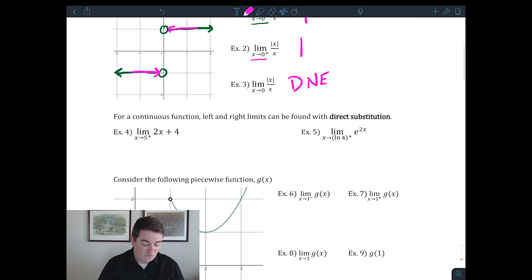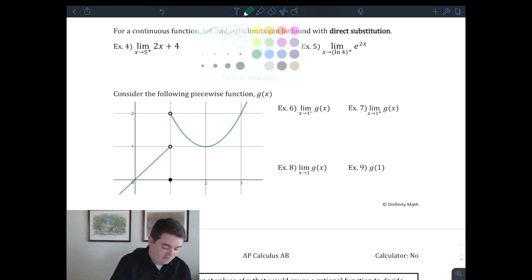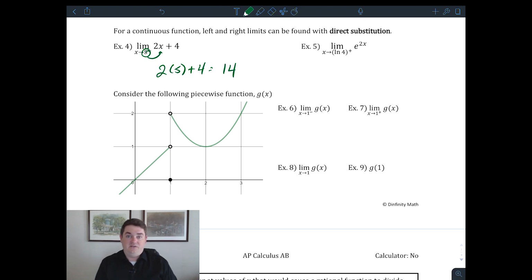Next up, when you're evaluating one-sided limits and you're dealing with continuous functions, you're still going to try direct substitution first. Remember, direct substitution means plug it in. So when I look at example 4, the limit as x approaches 5 from the right of 2x plus 4, I know 2x plus 4 is a continuous linear function. So I'm just going to take my 5 and plug it in. 2 times 5 plus 4 is 14. So direct substitution is still plan A for us. It's the first thing we're going to try. For one-sided limits, you just have to know that it's a continuous function.